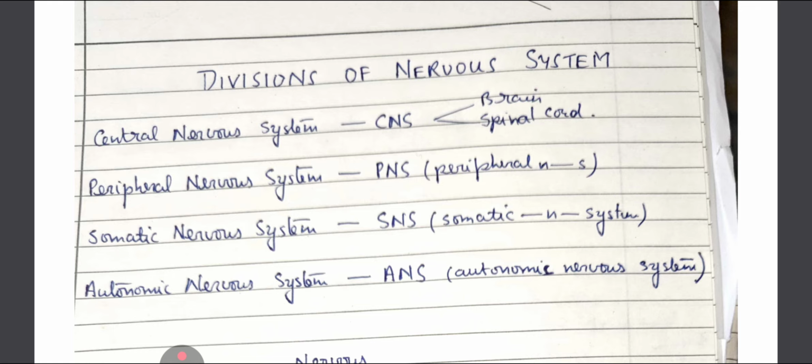Divisions of nervous system. Now nervous system is having central nervous system, peripheral nervous system, somatic nervous system and autonomic nervous system. Central nervous system is further divided into brain and spinal cord. Peripheral nervous system, somatic and autonomic.